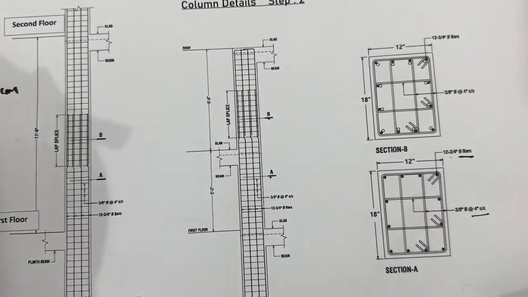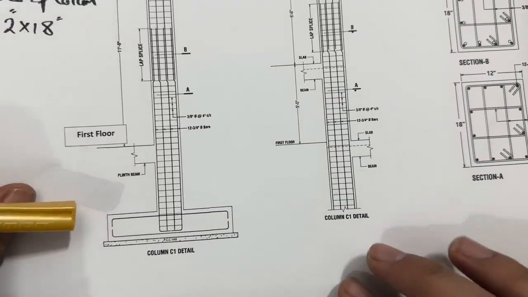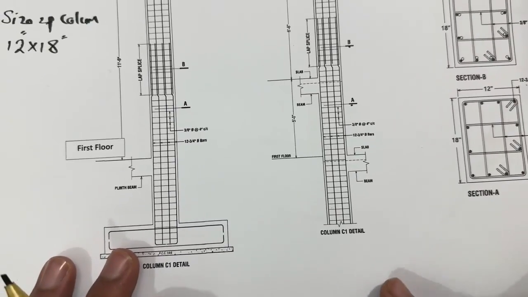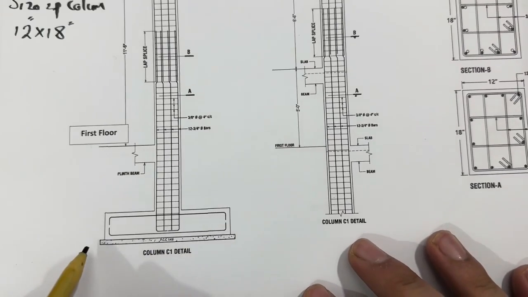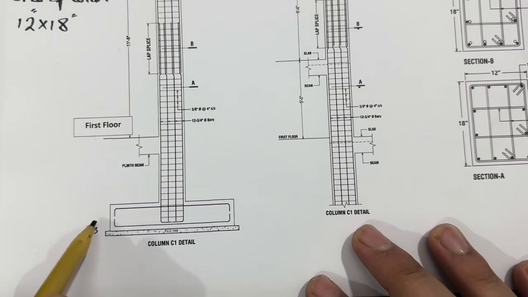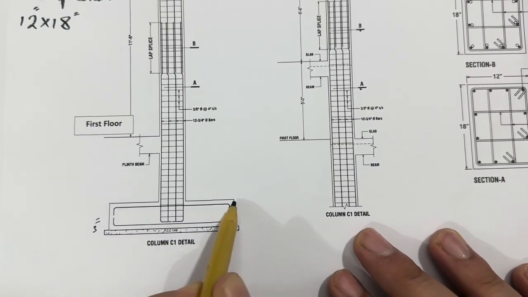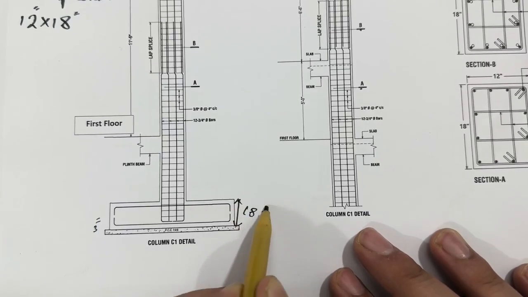So now let me guide you for the foundation first of all, and you will know very well about the other details. So this is column C1 specially. For the column C1, guys, you can see we did the PCC with the thickness of 3 inches. Here, this is with the thickness of 3 inches. So the bed depth is here 18 inches. This is the bed depth, which is 18 inches.